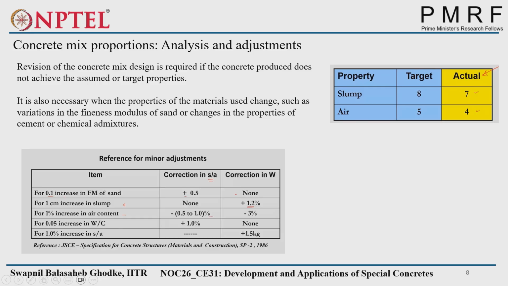In our case, the target is 8, but we are getting 7 centimeter. So for a 1 centimeter increase in slump, there is no correction required in sand to aggregate ratio, but we require a correction to increase the water content by 1.2%, right? And for a 1% increase in air content, correction in sand to aggregate ratio is minus 0.5 to 1%, and correction in water is also minus 3% required.